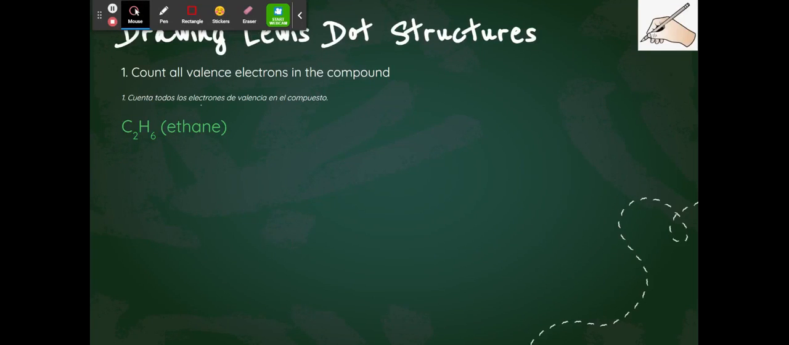This time we're going to draw ethane. So again, we're going to count our valence electrons in the compound, and I see that I have 2 carbon atoms. Each one has 4 valence electrons, but I have 2 of them. So that gives me a total of 8 valence electrons.